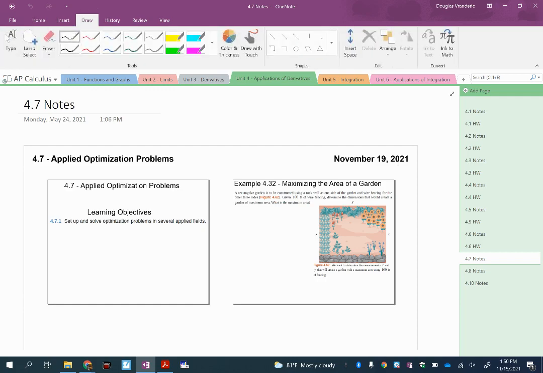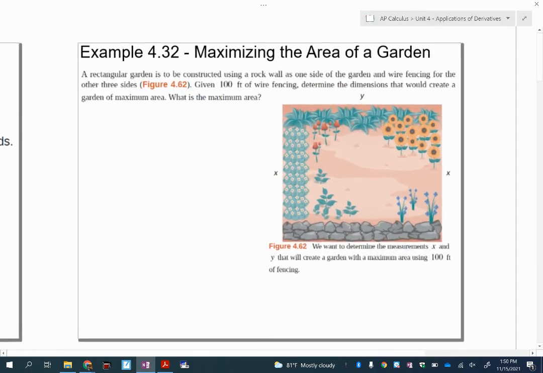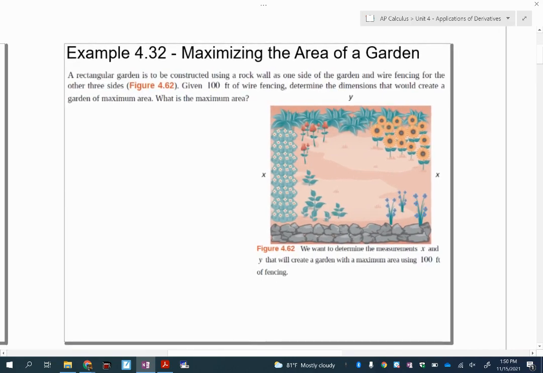So I'm going to start off with this first one, and this first one is talking about maximizing the area of a garden. The figure is very helpful. You'll notice that we have a rock wall on one side, so we don't need to worry about any wire fencing on that side, but we do need wire fencing on the other three sides. They've told us that we're going to use the letter X to represent the sides that are perpendicular to the rock wall, and the letter Y is the side that is parallel, or across from, the rock wall.